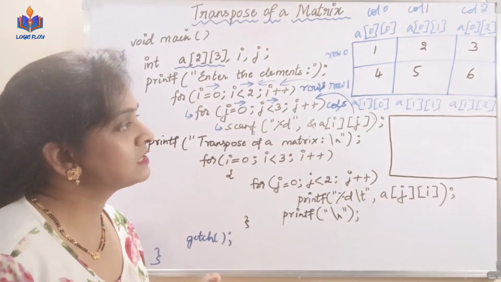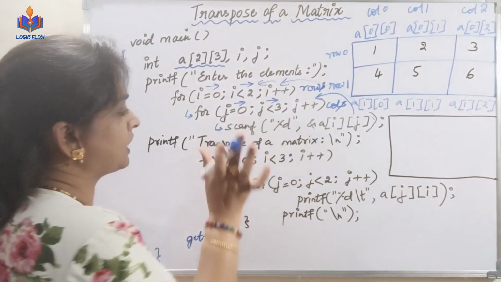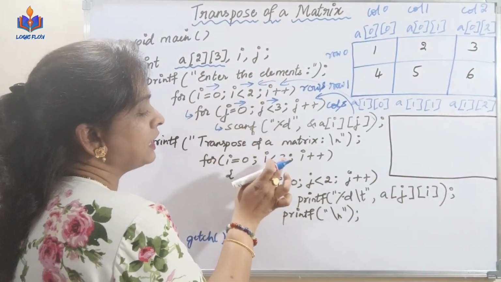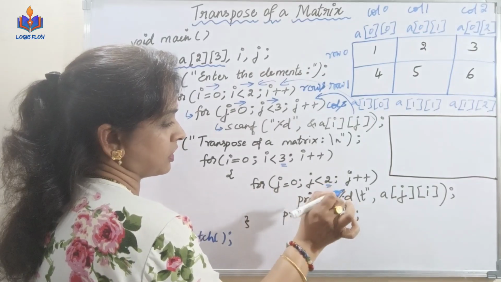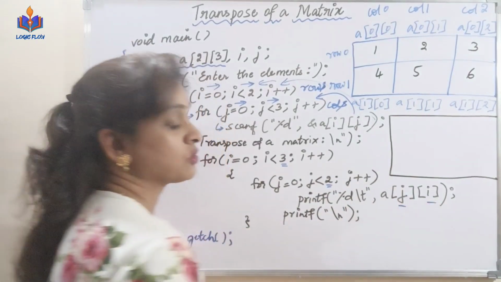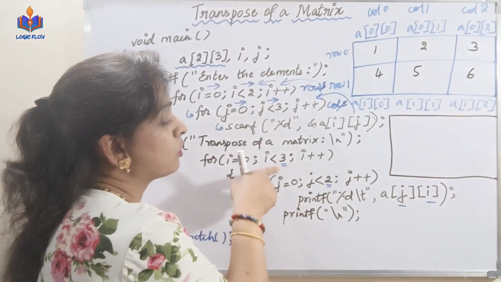Now let us see how to transpose the matrix. Here you get a message on the output screen, transpose of a matrix. See, look at here. The row value and column value I have changed. You need to notice that here. And I am not printing i j, but I am printing j i. So why are we using this j i, and why have we changed this row value and column value?